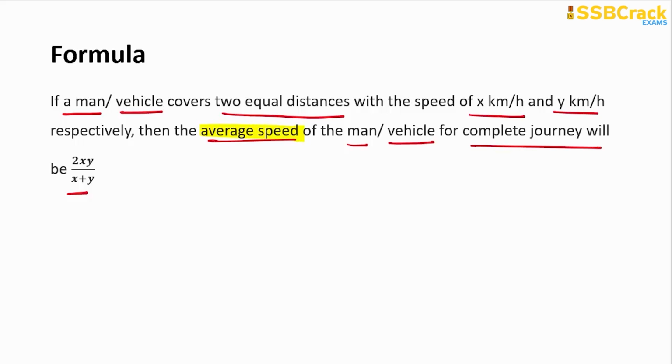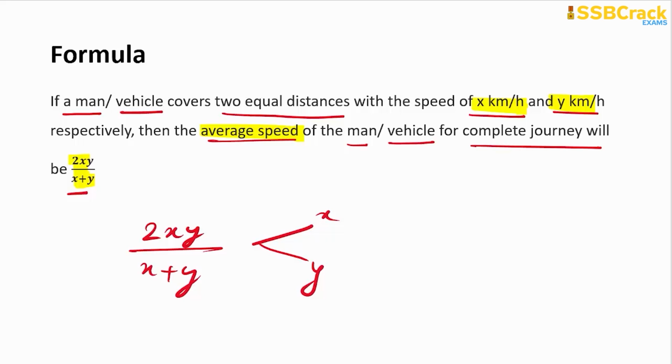But when should you apply this formula of average speed? When you know the condition that the person or the vehicle is covering equal distances for two different time periods, then the given speeds are enough to get the average speed of the person throughout the journey. You understood the formula. The formula is simply 2xy upon x plus y, where x and y are simply the known speeds in the question.